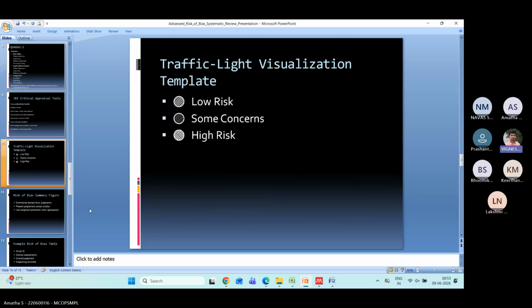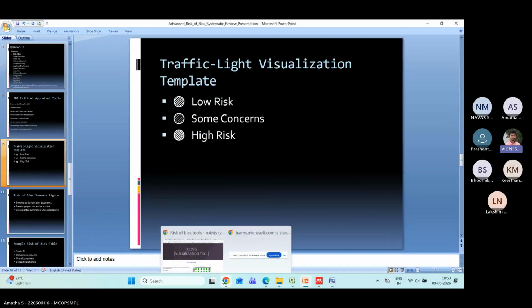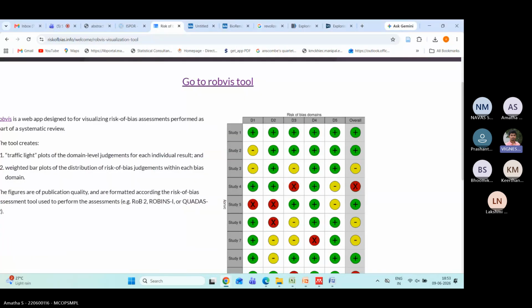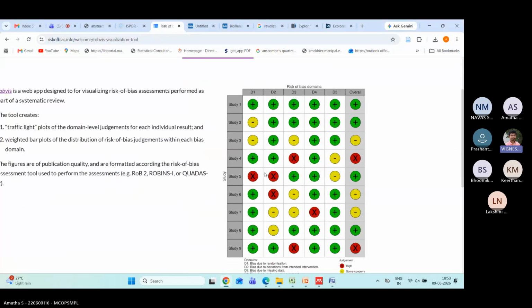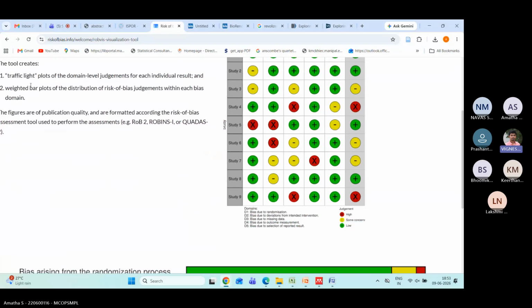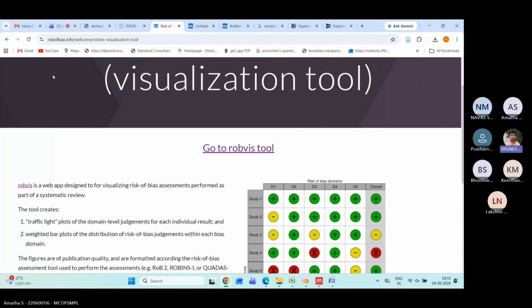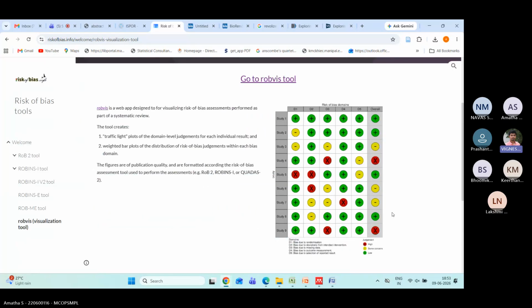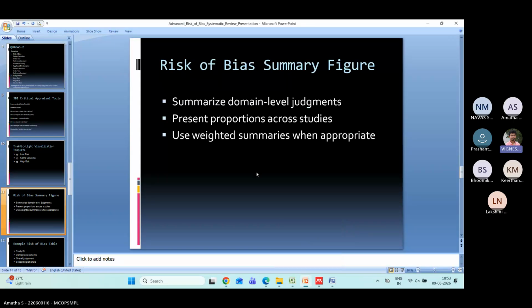So next is traffic light visualization. What I have shown you is like that only. This is only traffic light visualization. You want to create a traffic light visualization tool. You can see here, these are the traffic light plots. So when you are representing in your systematic review, you can mention in the figure legend as traffic light plots. It can be any of these. Usually people will use this first one. So that is the way we are showing. This is just to summarize your result, whether your result is good or not.